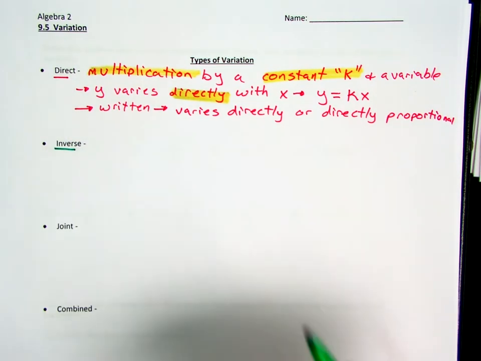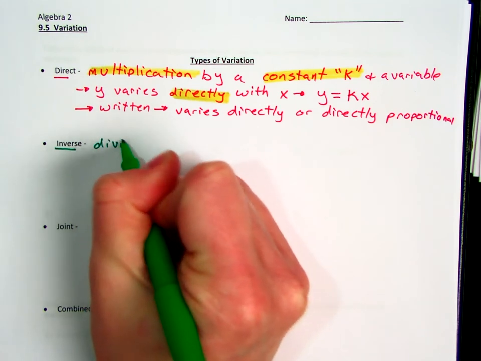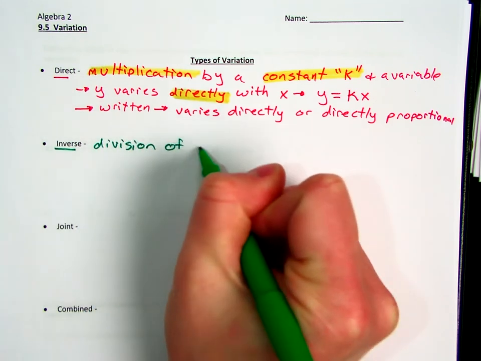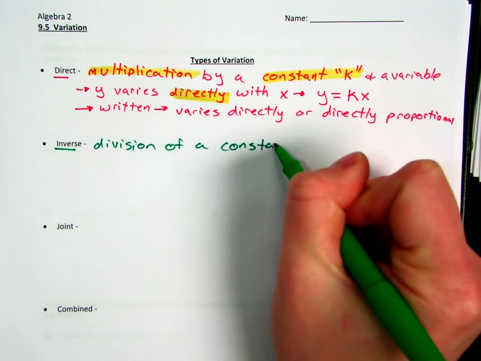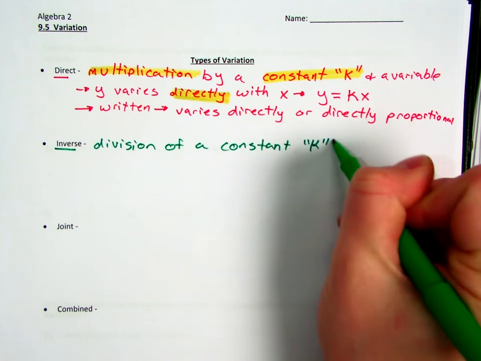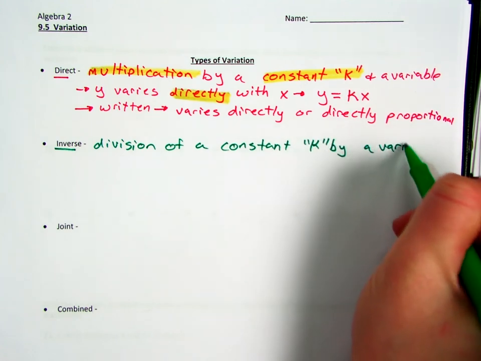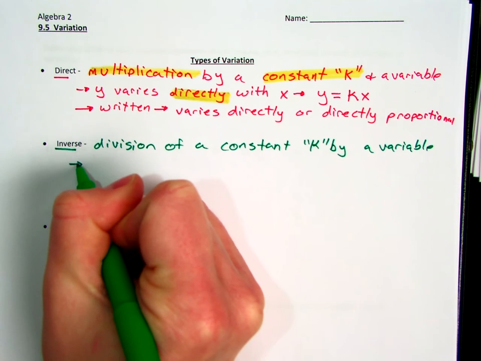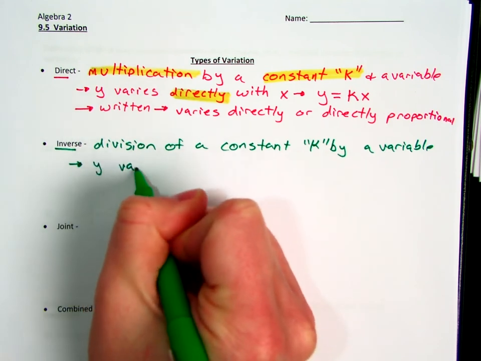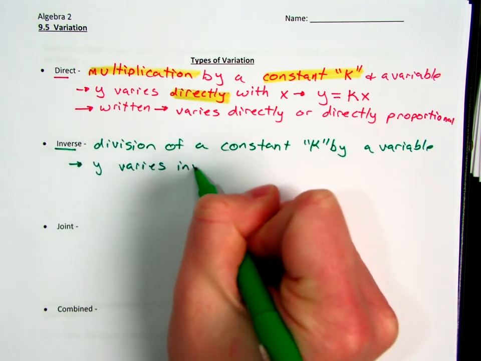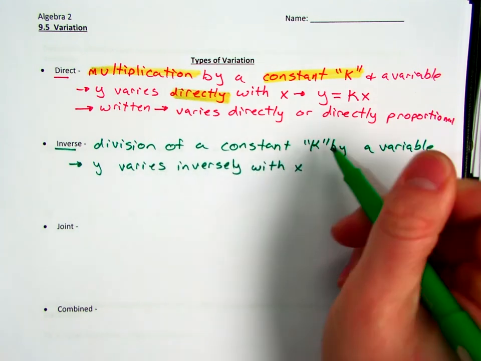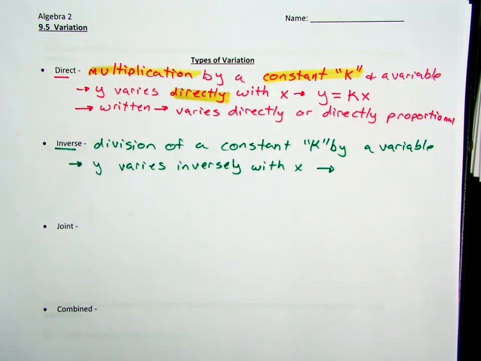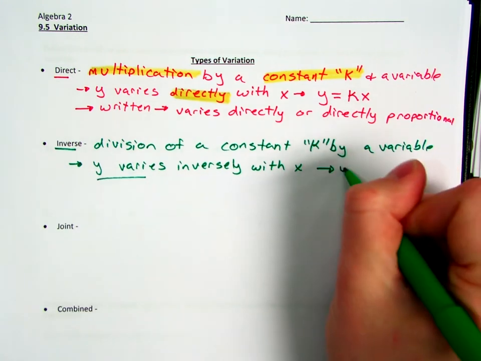On the other hand, inverse is referring to division of a constant, because we're always going to have that constant in there when we're talking about variation. So division of a constant k by a variable. An example of that might be something like y varies inversely with x. So again, when I go to examine this, the first thing I see is that y is the thing that's varying. So y equals.